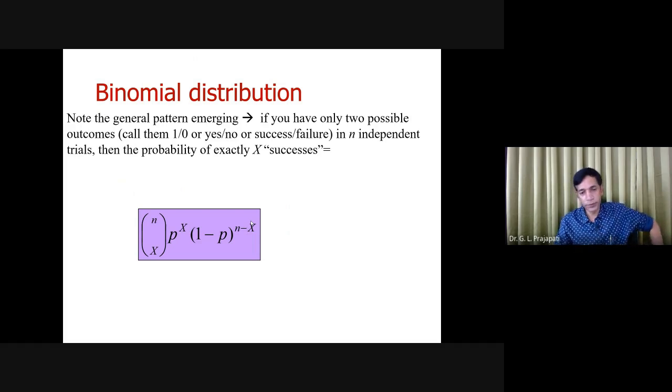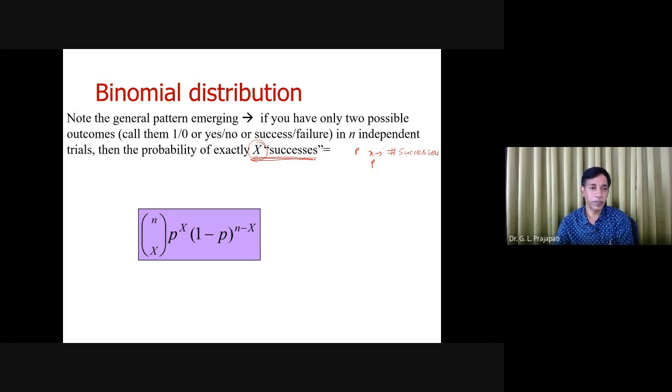Now see the formula. Here x is the number of successes, and p denotes the probability for the success. How many successes are there? It is denoted by x. Then the probability of exactly x successes, where p denotes the probability of success. So the probability of failure is 1 minus p.